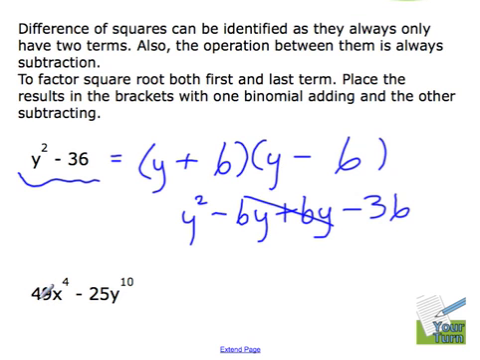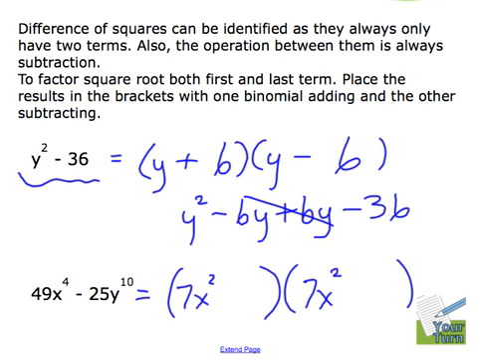Here's another one. You start recognizing the numbers like 49, 7 and 7, 25, 5 and 5. So I can rewrite this one as 7... Oh, now this is x to the fourth, so I've got to separate it to squared here. And this will be 7x squared. So when I multiply them together, I get 49x to the fourth.